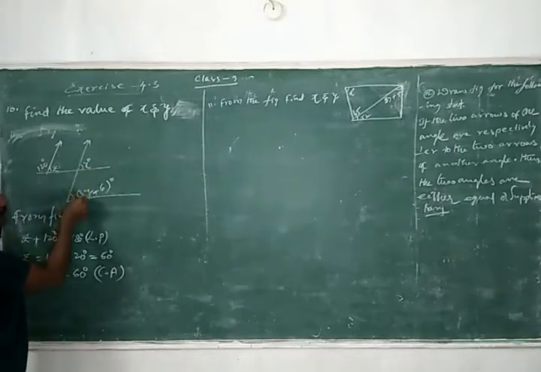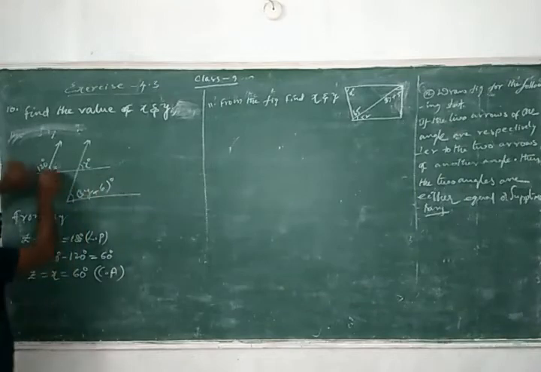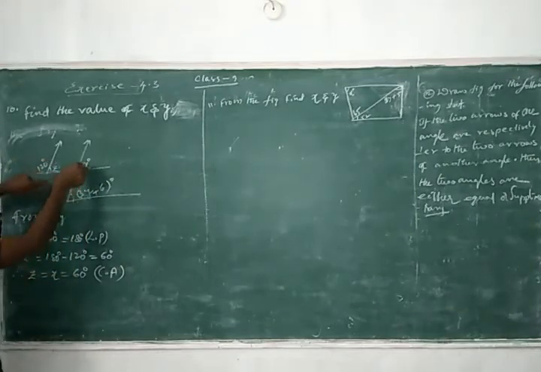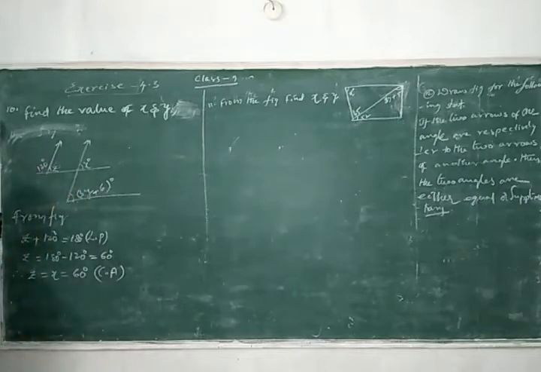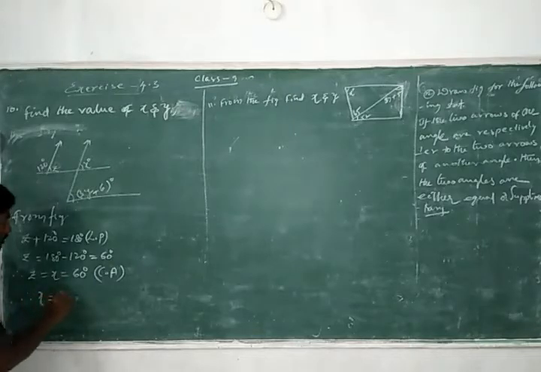Hereafter x is equal to 3y plus 6. X is equal to 3y plus 6 because z is equal to x, corresponding angles. So x is equal to 3y plus 6.